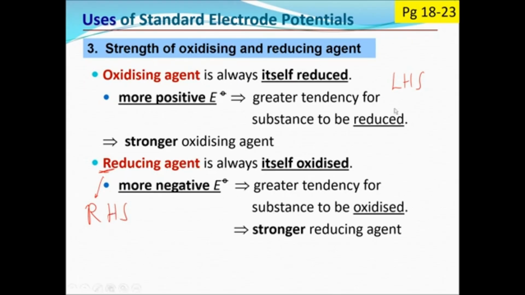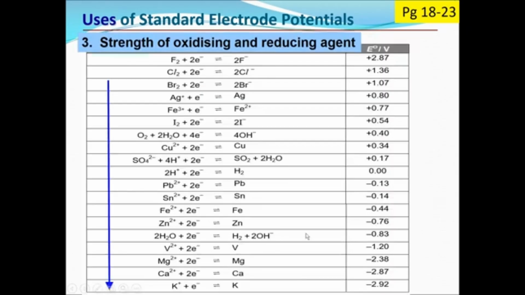The more positive the value, the more likely the forward reaction will occur, therefore it's a stronger oxidizing agent. The more negative, the more likely the reverse reaction will occur, with a greater tendency for it to be oxidized, so it's a stronger reducing agent. Based on this table and as illustrated for you already, it looks like this.